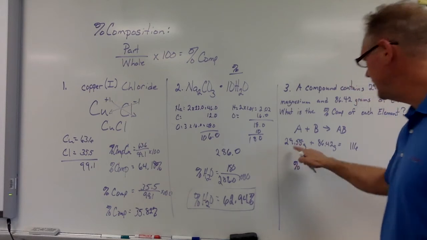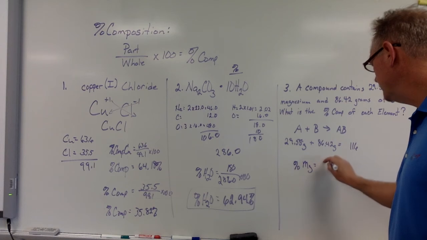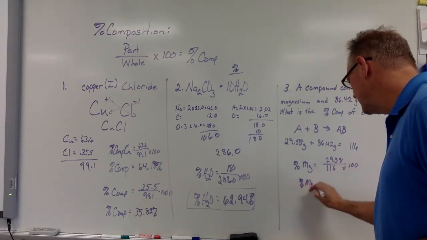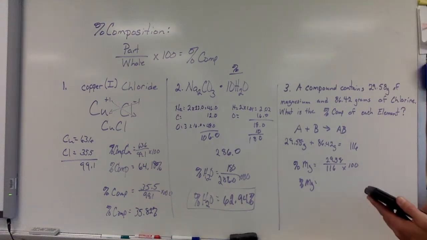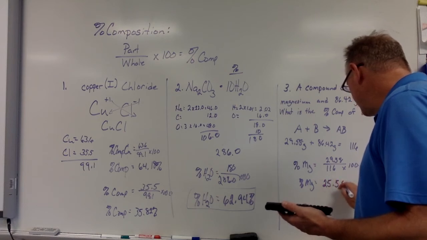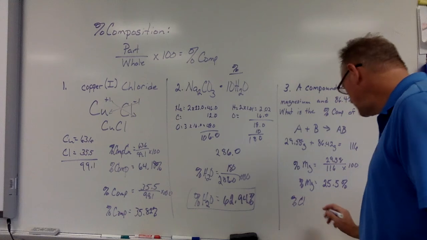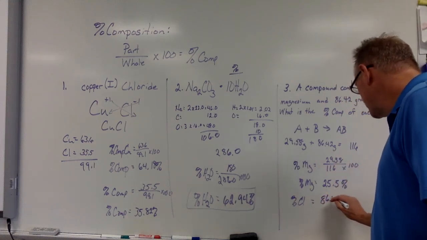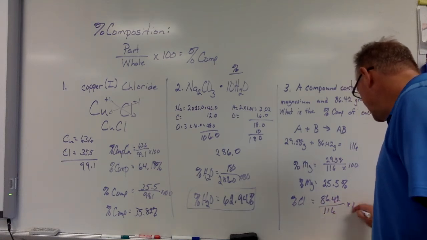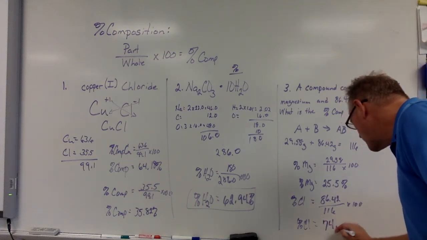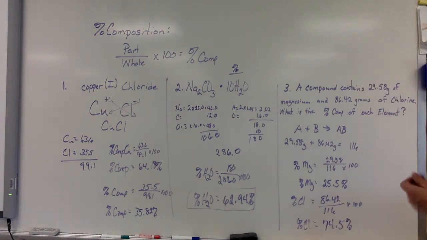So the percent of magnesium is going to be 29.58 divided by 116 times 100. All of this is again based out of 100. So 29.58 divided by 116 times 100, I get 25.5%. Awesome. So now if I do my percent of chlorine, I'm going to end up with 86.42 divided by 116, and again times 100. And when I punch it in on my calculator, I'm going to get 74.5%.